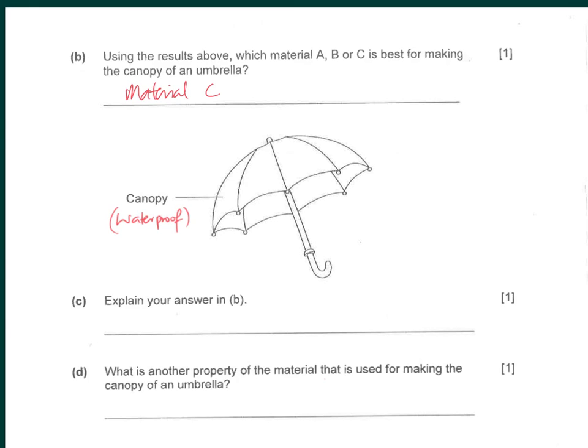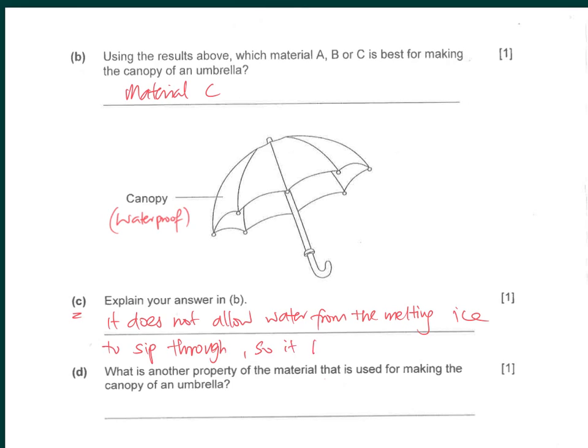So you can say this in option C, in question C, it does not allow water from the melting ice to seep through, so it has the best waterproofing.